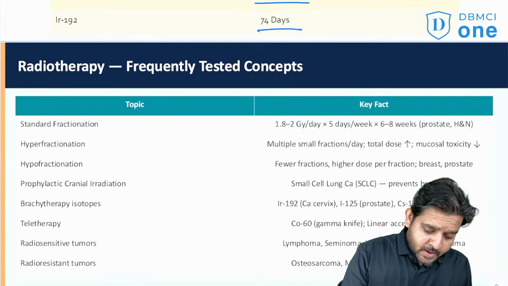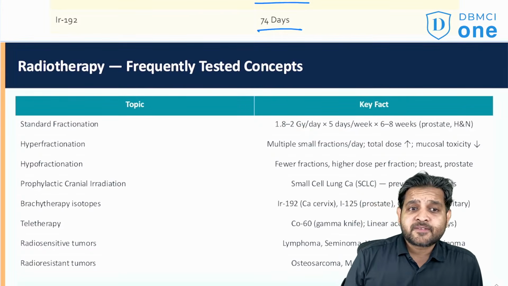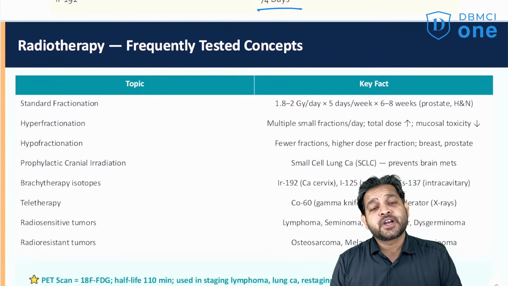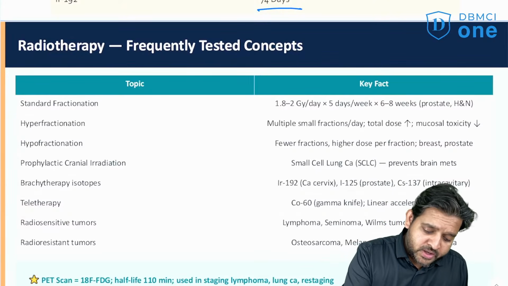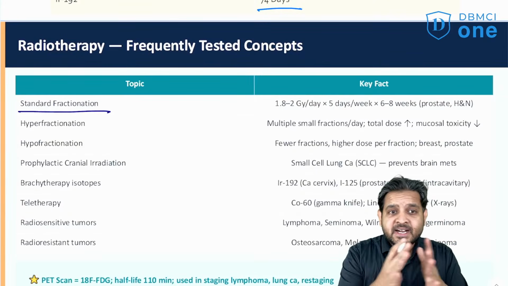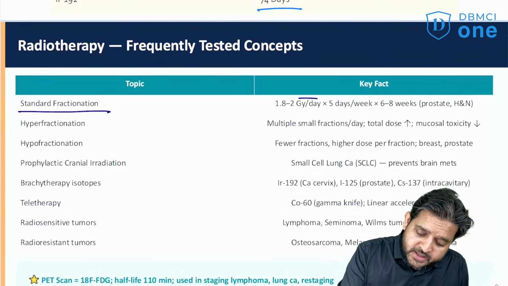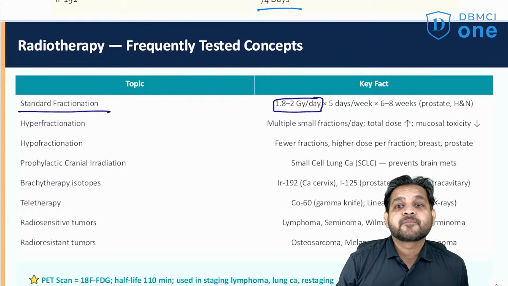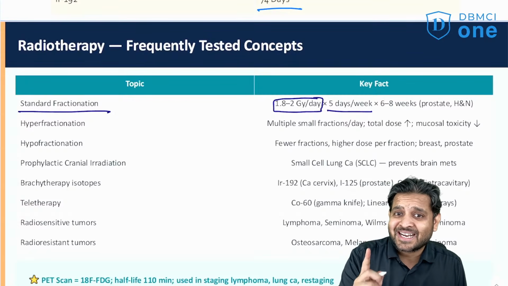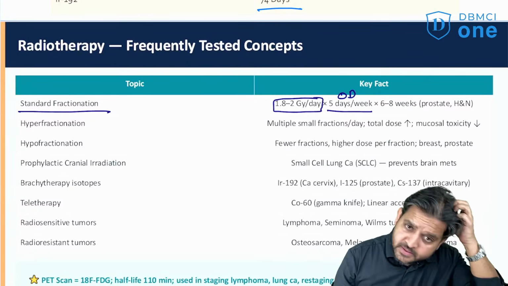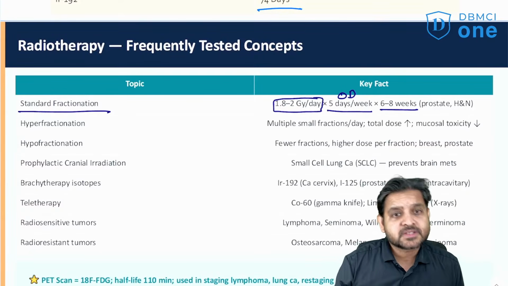Right, now radiotherapy. The few questions that are expected from you: first, what is the type of radiotherapy? So nowadays we give radiotherapy in divided doses, and when you give it in divided doses, this is called standard fractionation. Now what is the standard fraction? Please remember, 1.8 to 2 gray per day, 5 days in a week. That means you don't give it on Saturday and Sunday, and it is OD. OD means once a day, and 6 to 8 weeks.